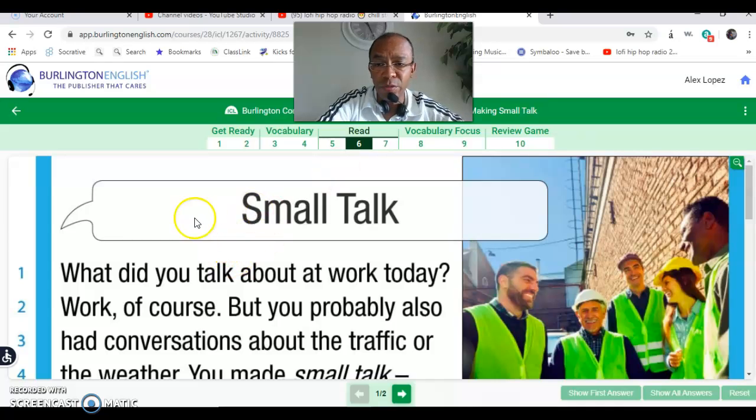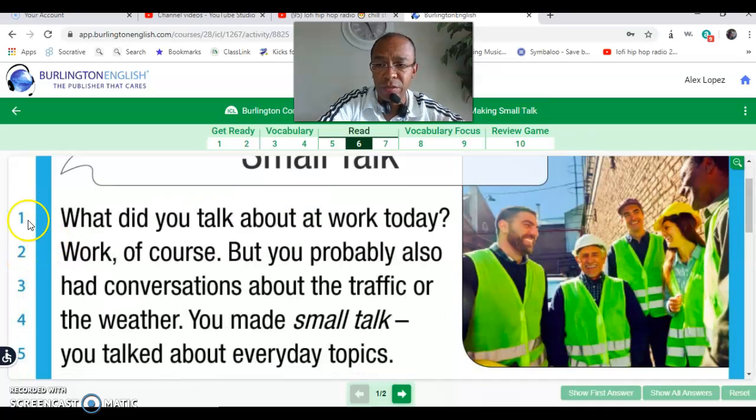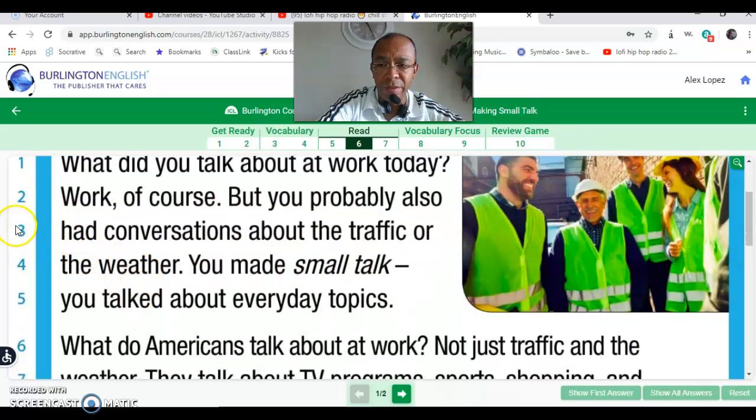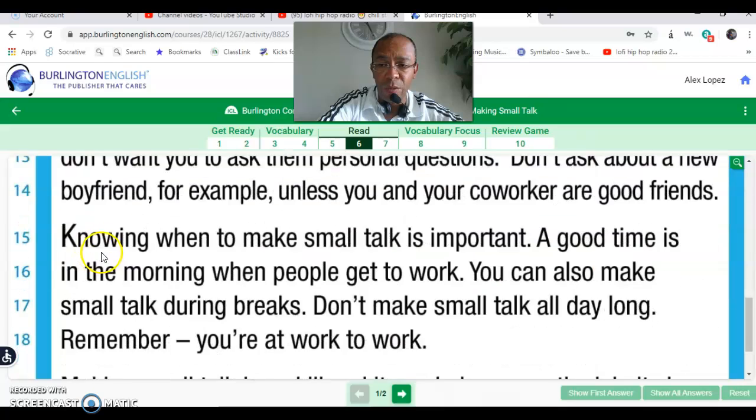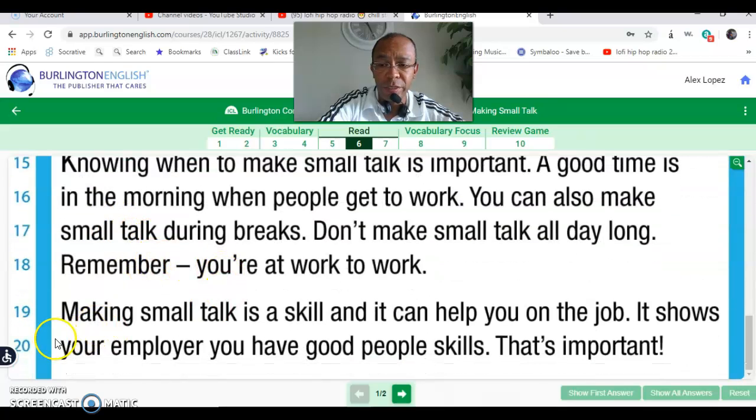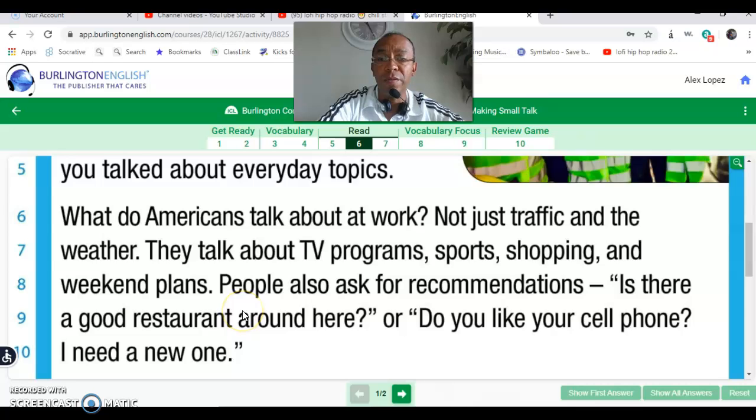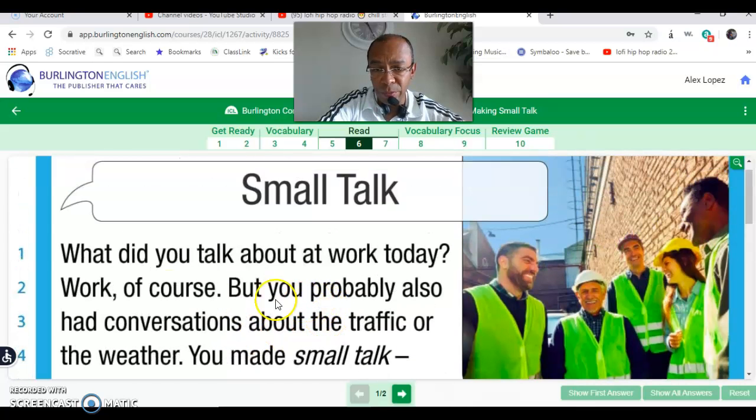So I'm going to read to you. Notice that each one of these lines is numbered in this paragraph. You have all the way to line 20. So if you see a word that you are not familiar with, try to see the words that are around it, to help you understand the meaning. All right, so let's begin.